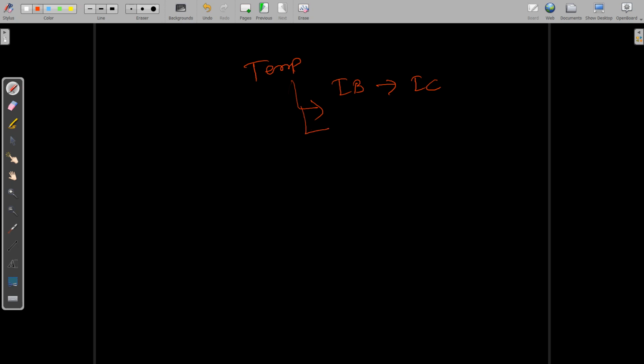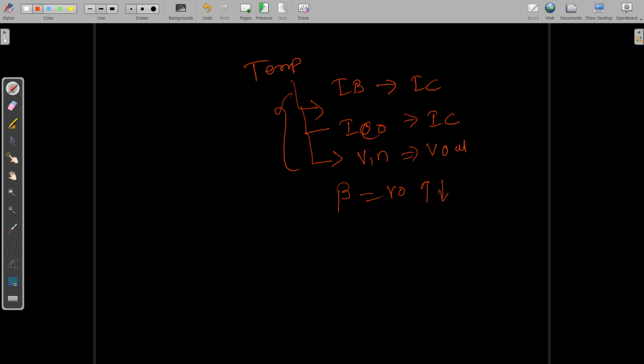Then, because of temperature, your reverse saturation current changes, therefore again your output changes. And if, because of temperature, your input voltage changes, definitely your output voltage is also going to change. Moreover, if your beta changes, that means if you replace one transistor by another transistor, again your output is going to vary. So we want our circuit to operate in such a way that the output is irrespective of the variation with respect to temperature or beta. We want such a kind of circuit.